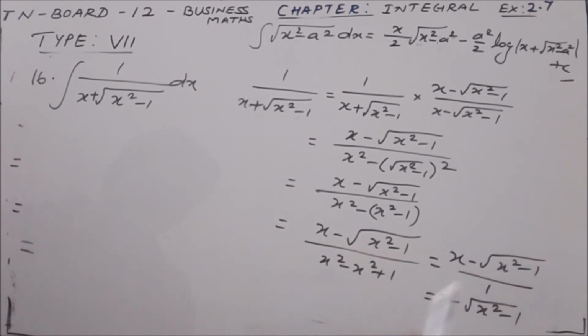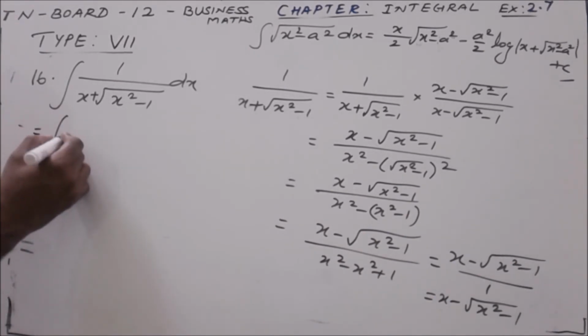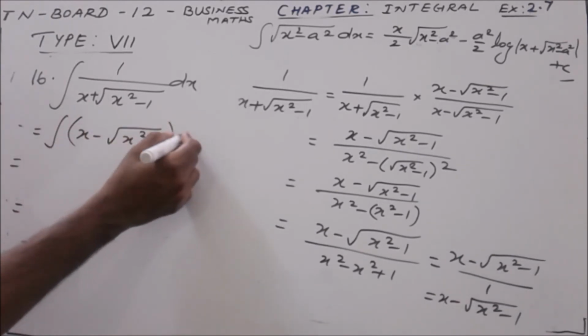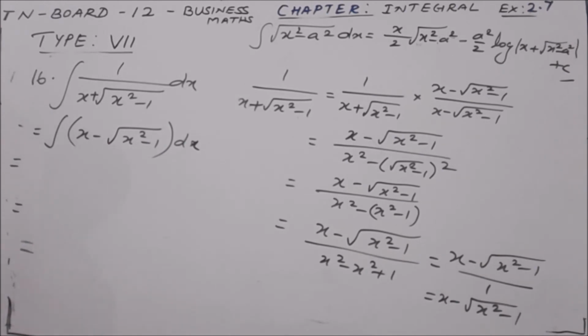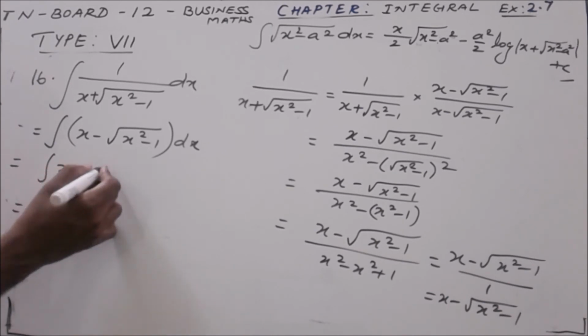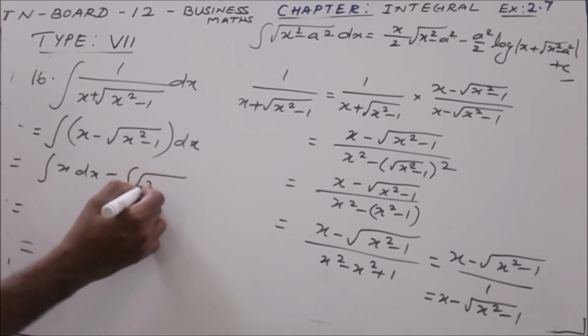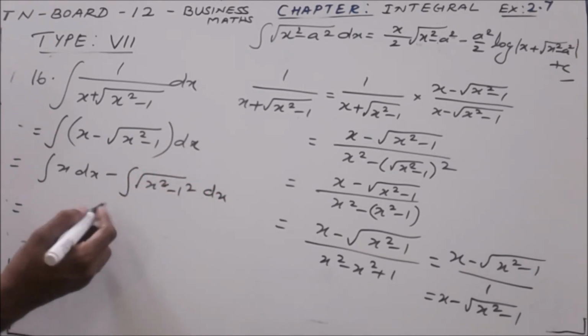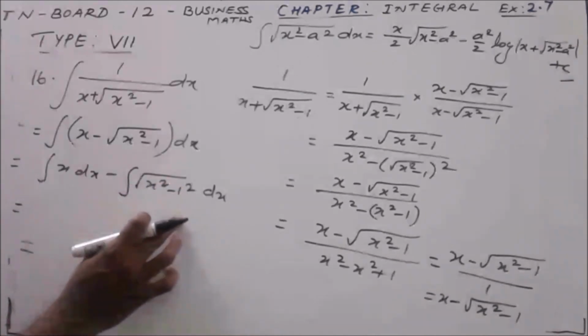So x minus root of x square minus 1 by 1 equals x minus root of x square minus 1. So we can replace this 1 by x plus root of x square minus 1 with x minus root of x square minus 1, equal to integral of x minus root of x square minus 1 into dx. And we can separate and integrate these terms. Integral x dx minus integral root of x square minus 1, where this 1 is written as 1 square, into dx. Now we can go with the formula for x square minus a square.